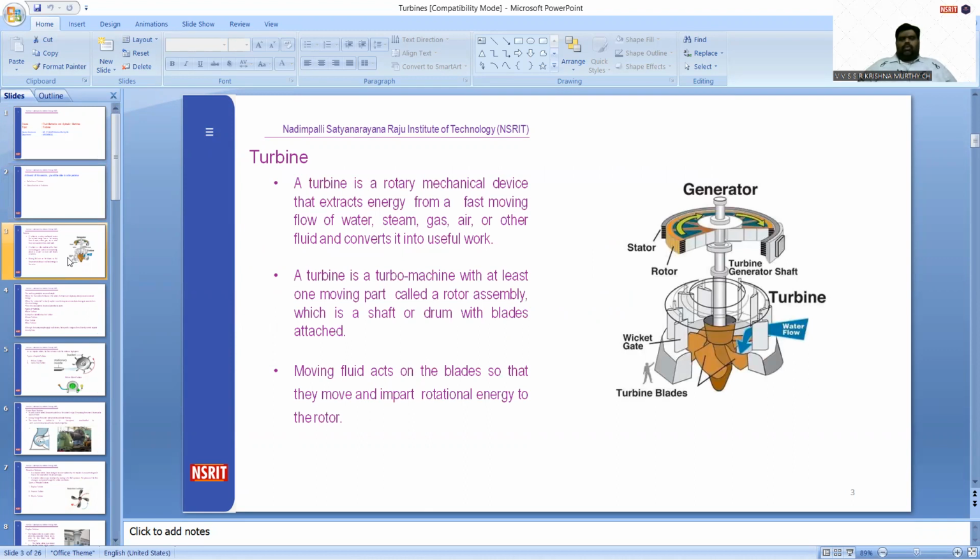A turbine is a rotary mechanical device that extracts energy from a fast moving flow of water, steam, gas, or other fluid, which it converts into useful work. A turbine is a turbo machine with at least one moving part called a rotor assembly, with a shaft or drum with blades attached, like we have shown in the diagram. This is the rotor part. And the moving fluid acts on the blades so that they move and impart rotational energy to the rotor.